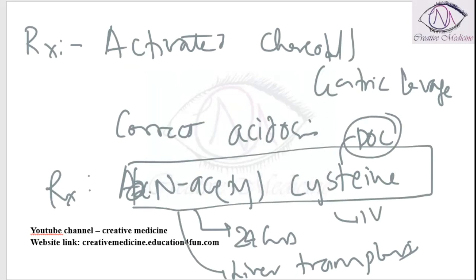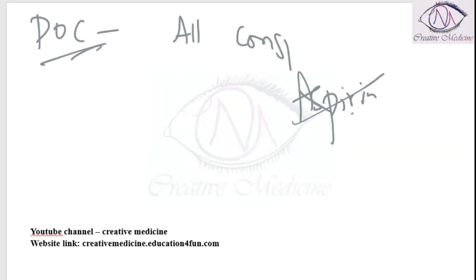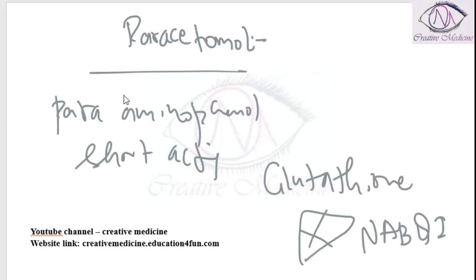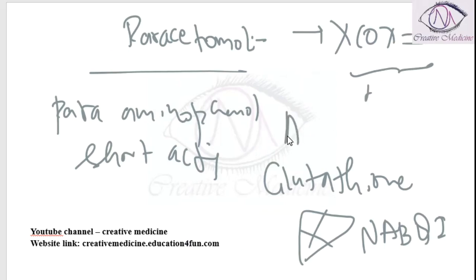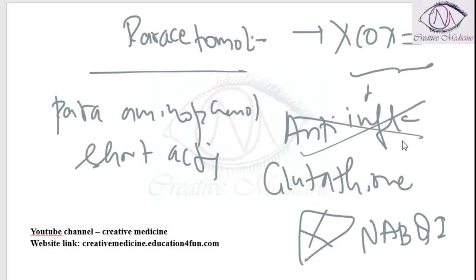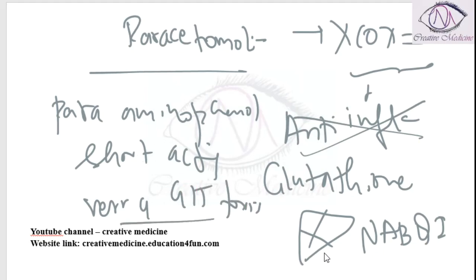One more important thing is that paracetamol will mainly block the COX-3 receptor. Because it blocks the COX-3 receptor, it is definitely an antipyretic, but it has no anti-inflammatory action. This has very little GI toxicity. The main toxicity of paracetamol is in the liver, that is, it is a hepatotoxic agent.